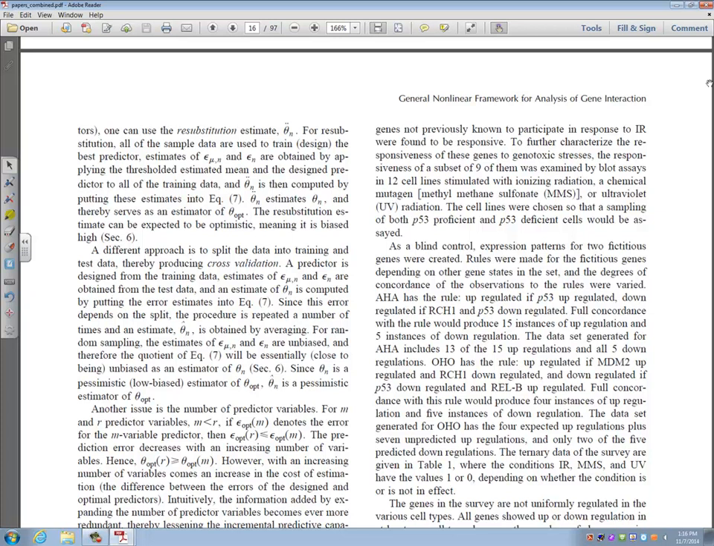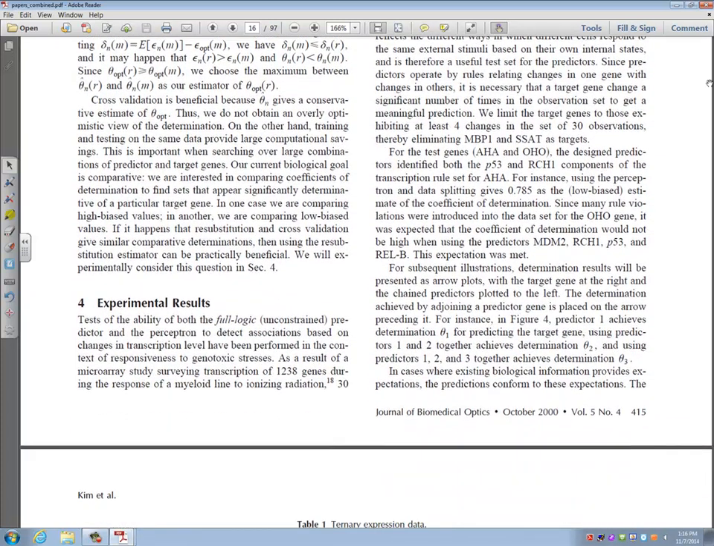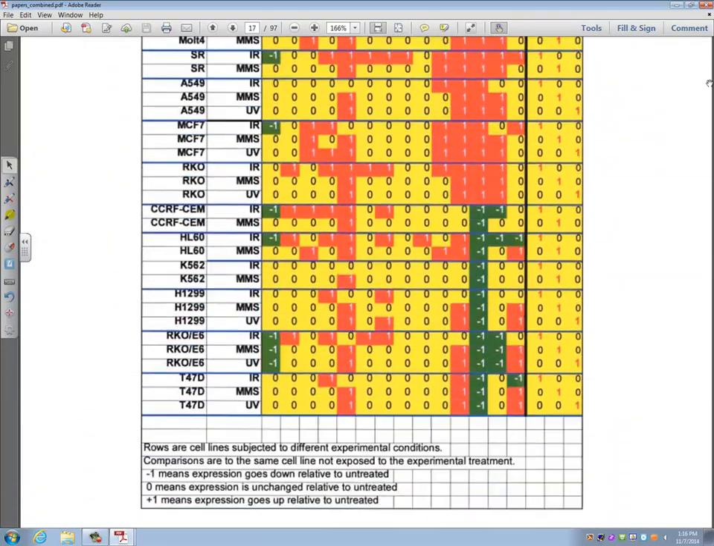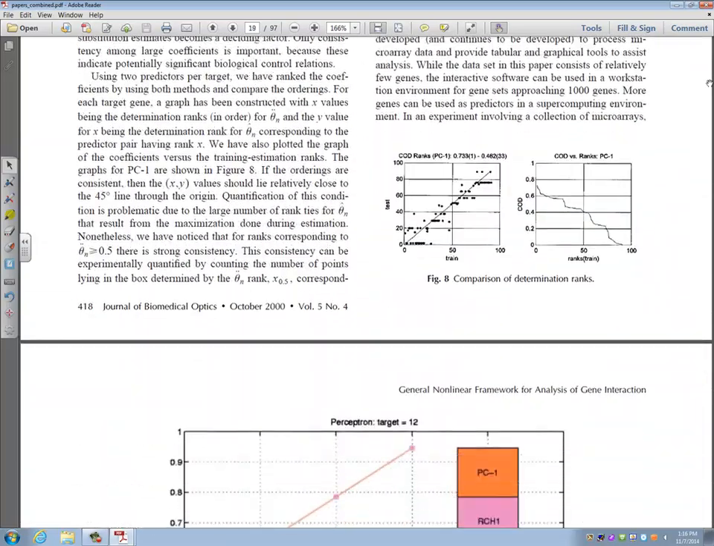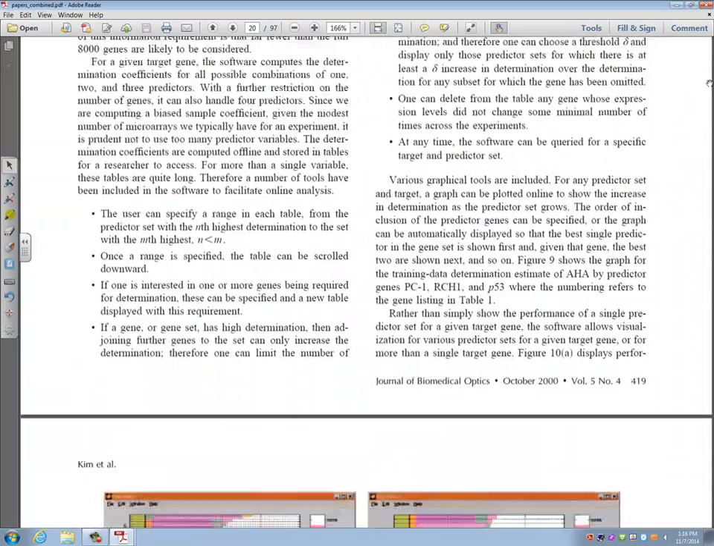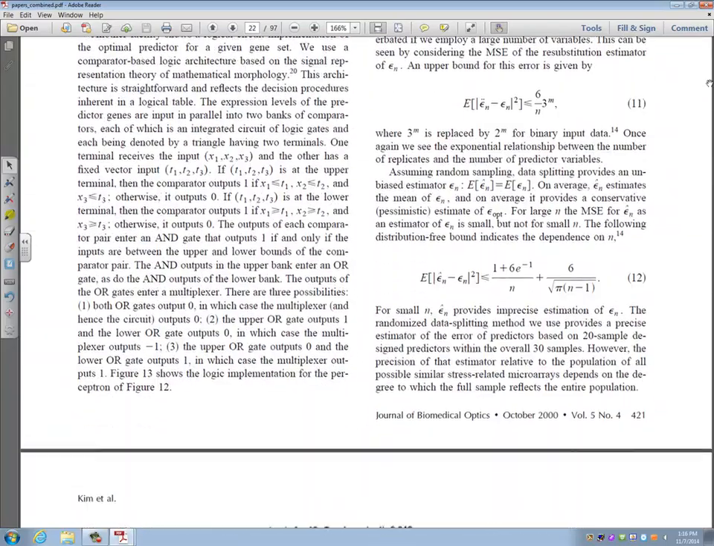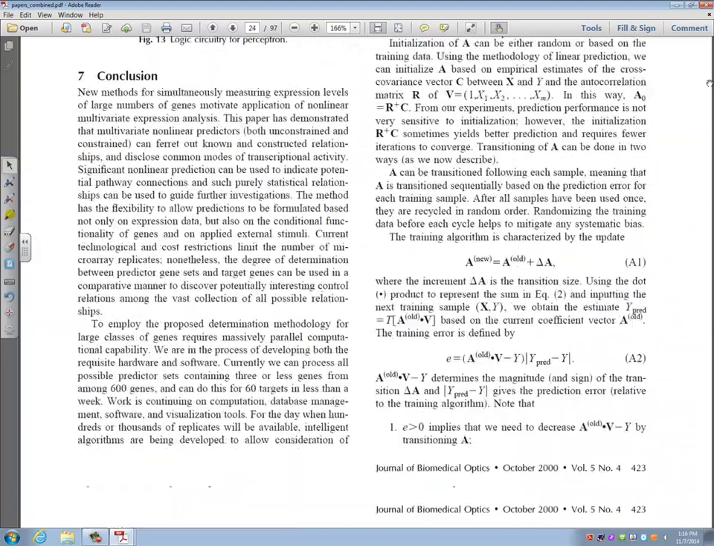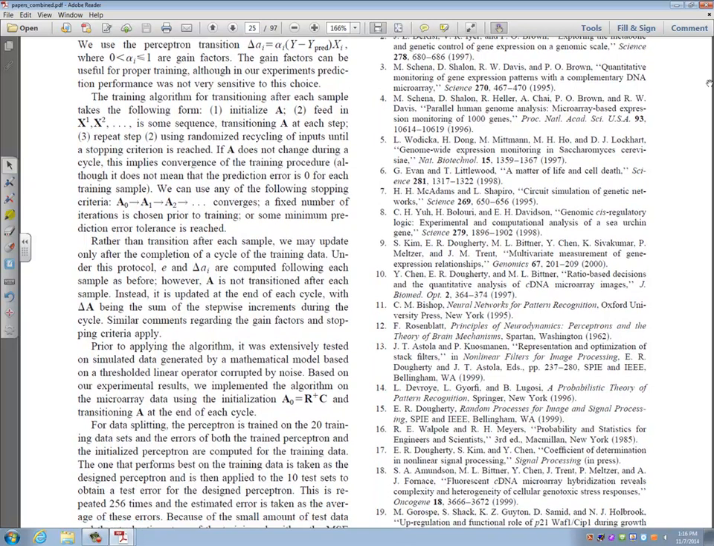I think this is the other paper that they are referring to. Let me just make sure. Is that right or no? Let's see, reference 18. I'm not sure whether it is that or something else. Let's look at 18. Oh, no, this is something else.